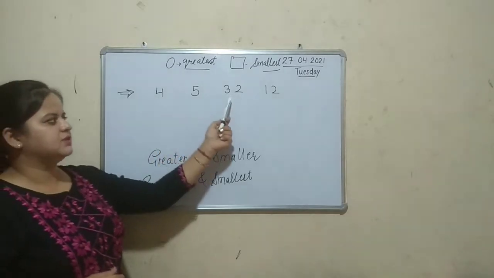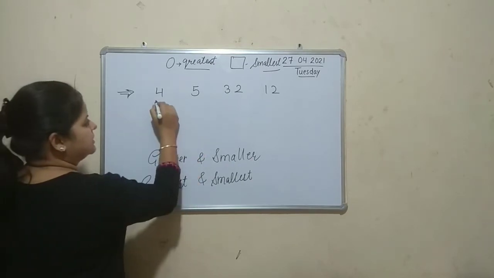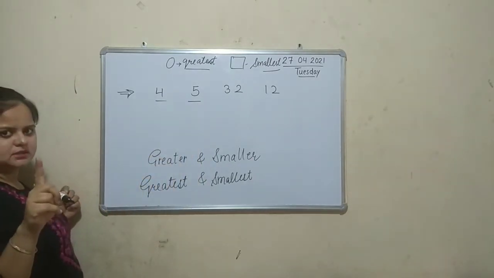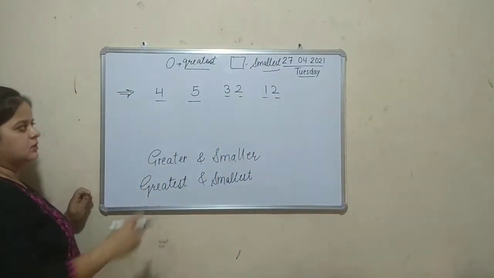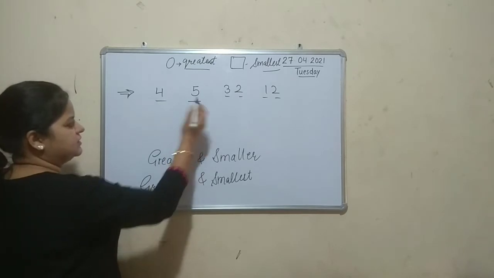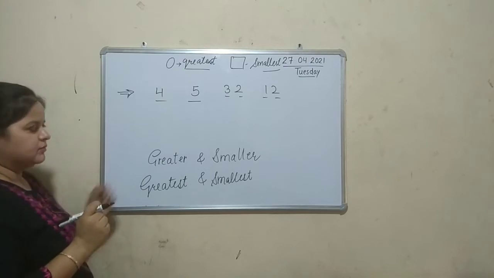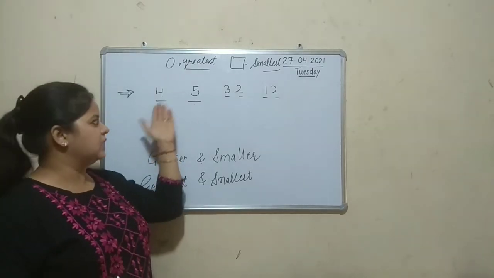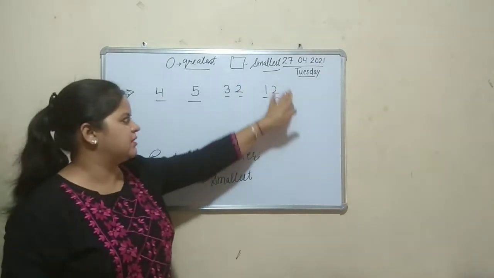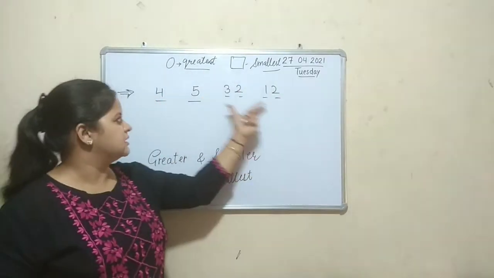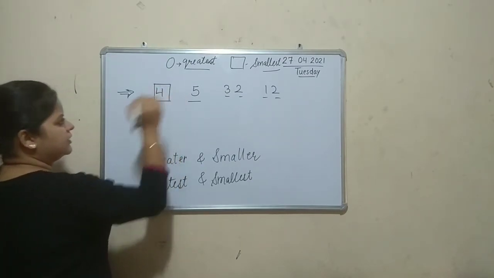So 4, 5, 32 and 12. First of all, we will see that these two numbers are only one-digit numbers, and these two are two-digit numbers. So from these two, 4 and 5, which is smaller? Number 4 is smaller, and 5 is greater than 4. So 4 is the smallest number of all. So we will make a square here.